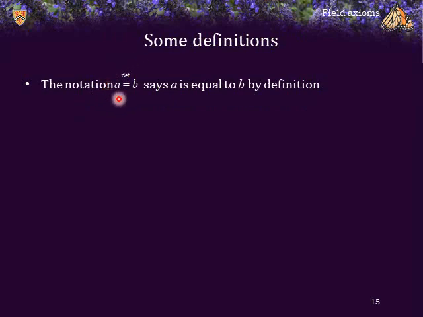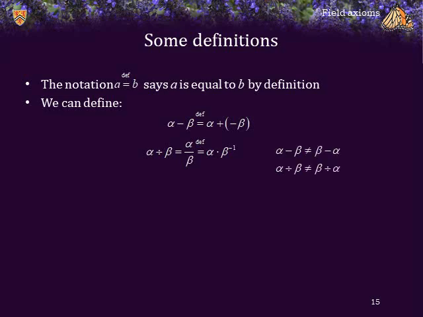Now, this notation here is going to be used throughout this class to say that A is by definition equal to B. So therefore, we can say that alpha minus beta is just a shorthand for saying alpha is added onto the additive inverse of beta. Similarly, alpha divided by beta, or alpha over beta, is just alpha times the multiplicative inverse of beta. Notice therefore that, as you would expect, alpha minus beta is not equal to beta minus alpha, and alpha divided by beta is not generally equal to beta divided by alpha.